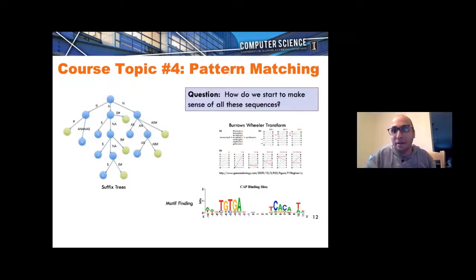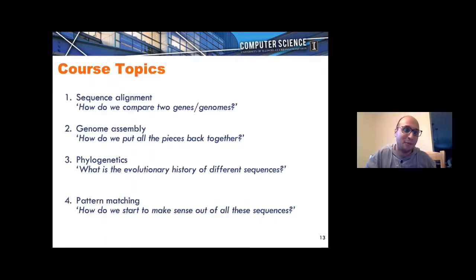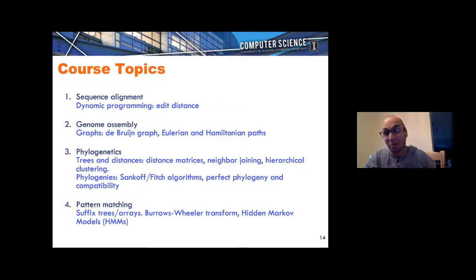And then finally, you try to make sense out of the sequences, and it has to do with pattern matching. Good, so, 4 different topics, 4 different biological questions. And this is all straight up computer science. So for sequence alignment, it's going to be dynamic programming, edit distance. So if these concepts are not familiar to you, don't worry, you'll learn all of this.